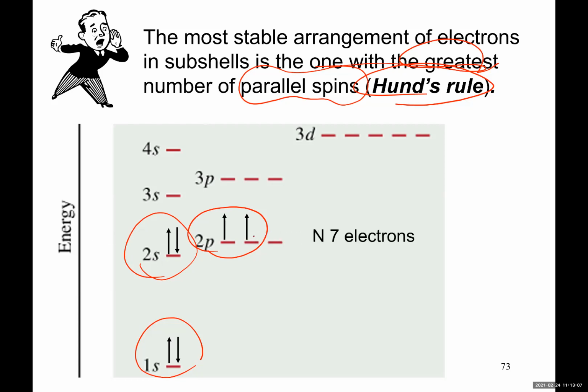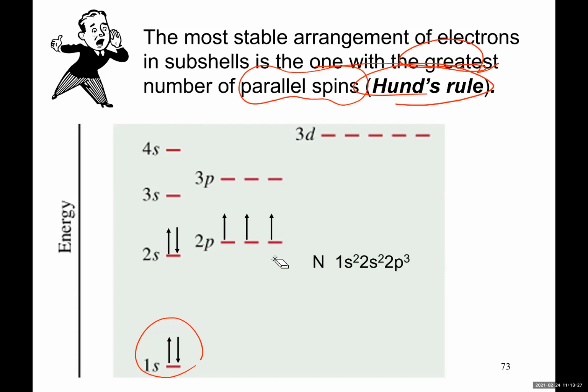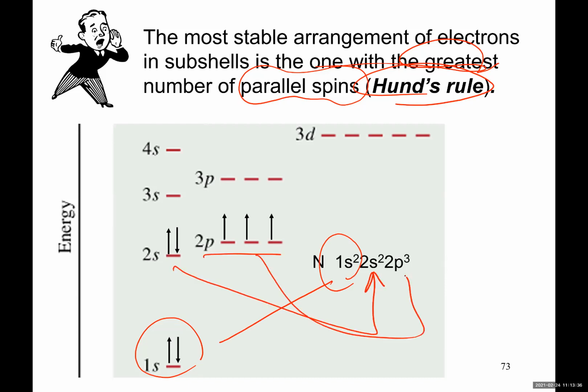What if I go to nitrogen? Where would the next electron beyond 6 go? Right in here. Again, electrons will try to occupy the maximum number of orbitals if possible. So that is the electron configuration 1s2, 2s2, 2p3. That is the electron configuration for nitrogen.